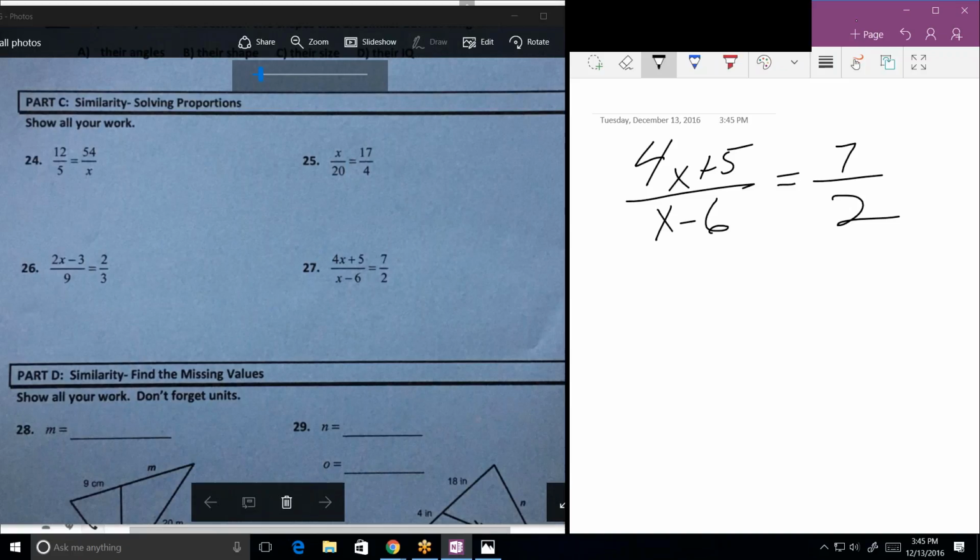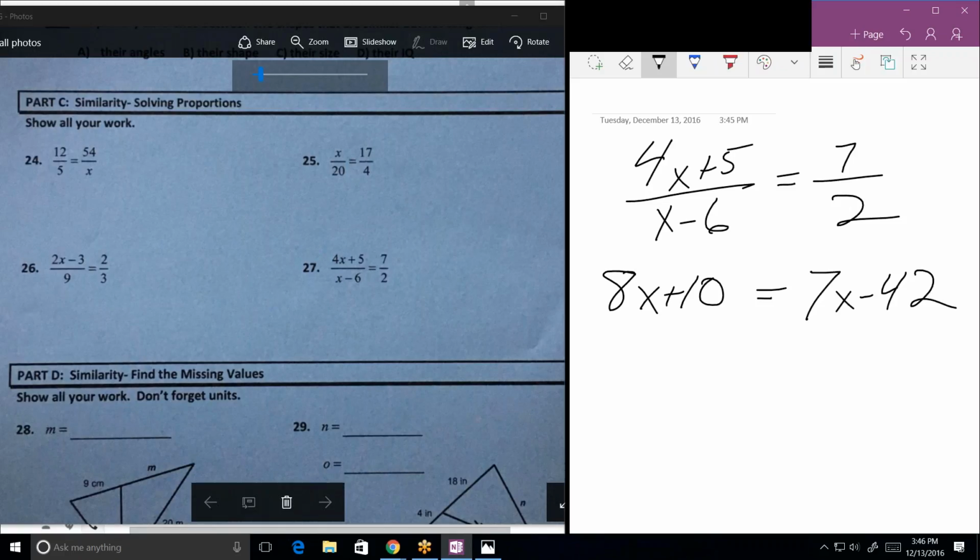For this one, would you cross multiply? I think so. If I have a variable in the bottom, just automatically cross multiply. It actually might be a little more efficient if I just multiplied the top by this, but actually not, because I end up with a fraction. So cross multiplying is correct here. 8x plus 10 equals 7x minus 42.